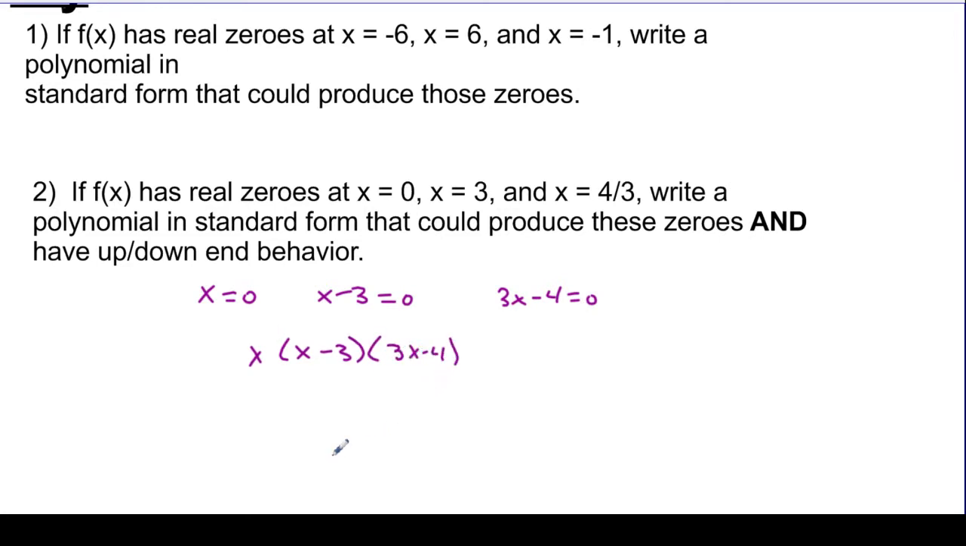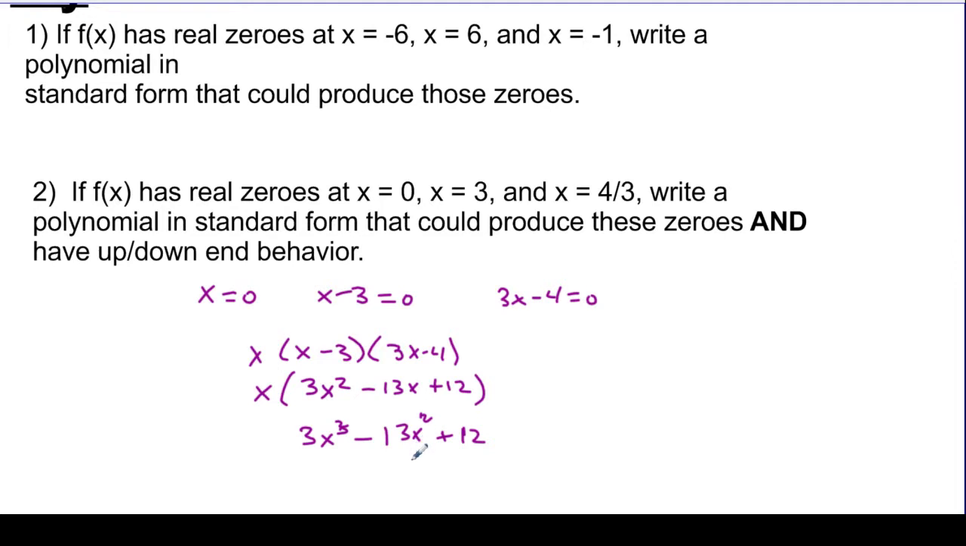So again, I'm going to multiply the second two together. It becomes 3x squared, and I get negative 9x and negative 4x. That sounds like negative 13x, plus 12, all with an x. And then I'm going to distribute that x in, so it becomes 3x cubed minus 13x squared plus 12x. So I distributed the x in.